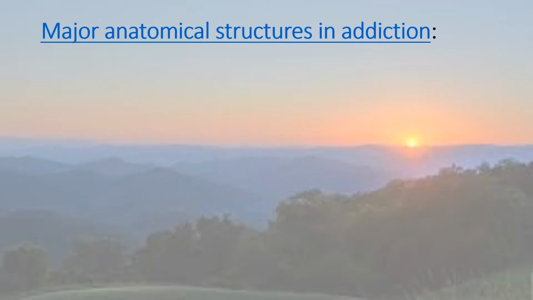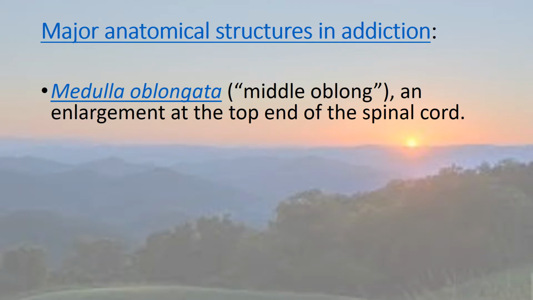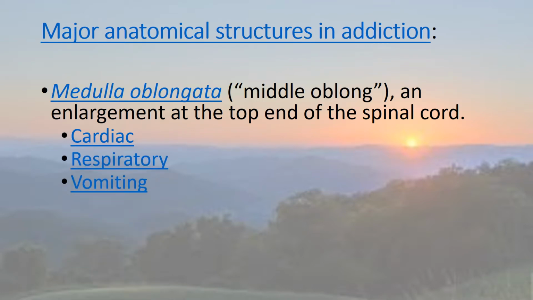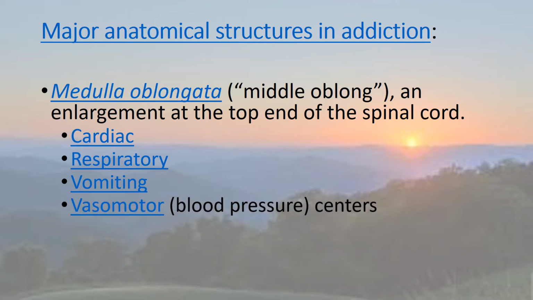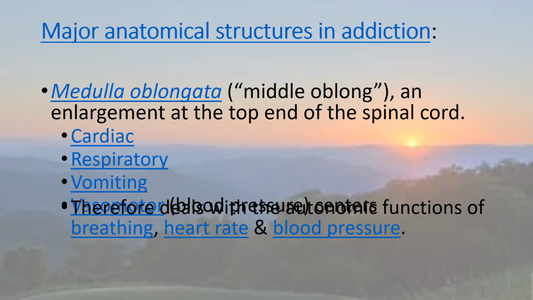The medulla oblongata is the middle oblong, the enlargement at the top of the spinal cord. It controls cardiac, respiratory, vomiting, and vasomotor, or blood pressure, centers. It's basically concerned with the autonomic nervous system and functions of breathing, heart rate, and blood pressure.